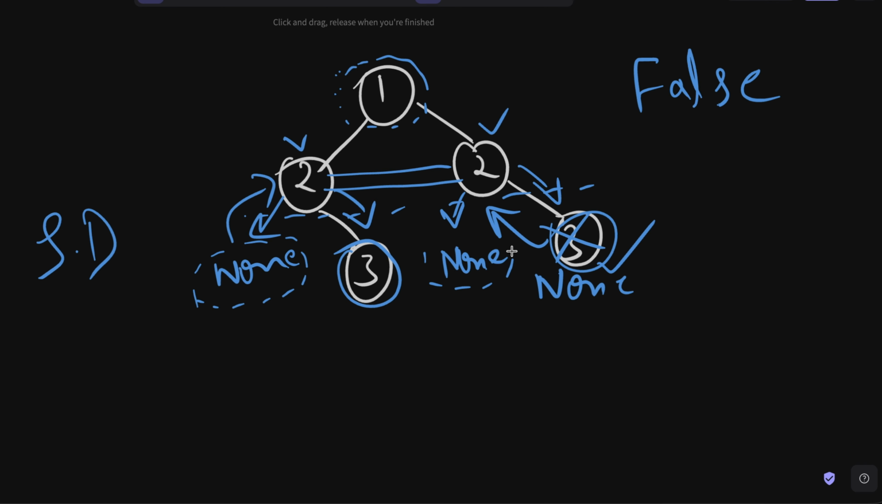So I again found a structural deformity, right? I have a node here, I have no node here. So I can say it is false again. So we have figured out our base cases. If the value is not equal, we can simply say false.